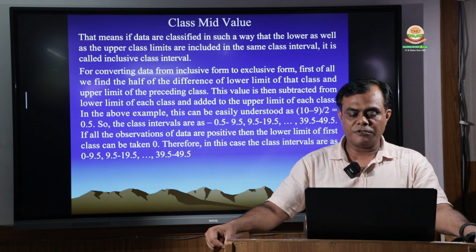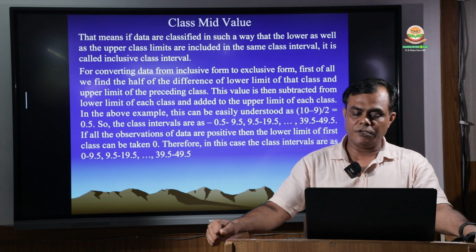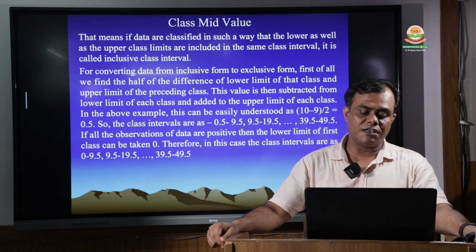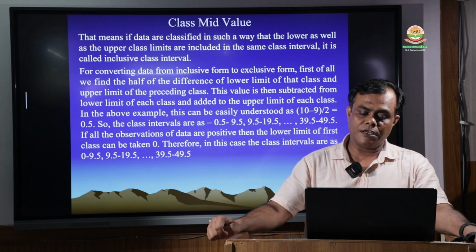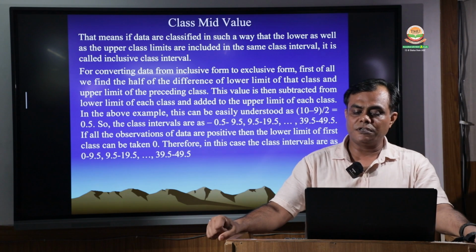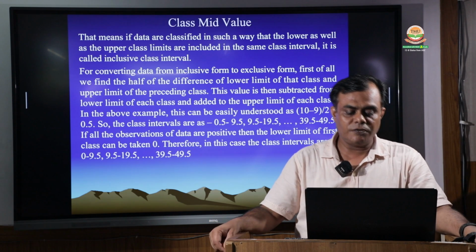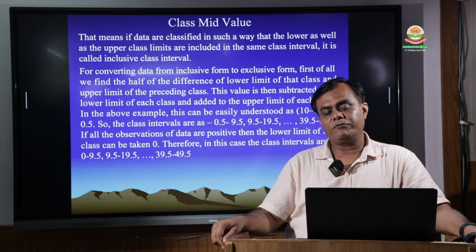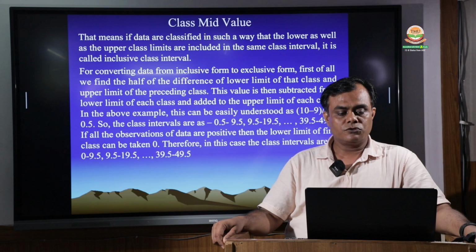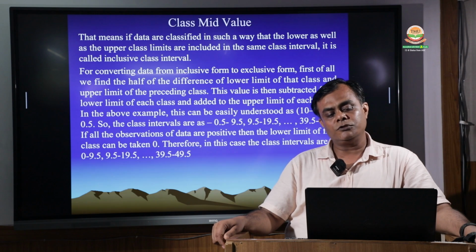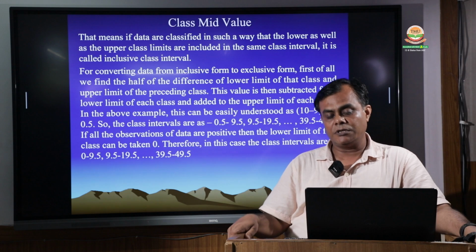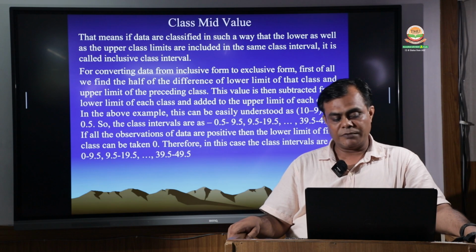It is also observed that if the data is positive, then the lower limit of the first class can be taken as 0, and therefore in that case the class intervals are 0 to 9.5, and 9.5 to 19.5, up to 39.5 to 49.5. So in this manner we can also use class intervals in the inclusive class interval method.